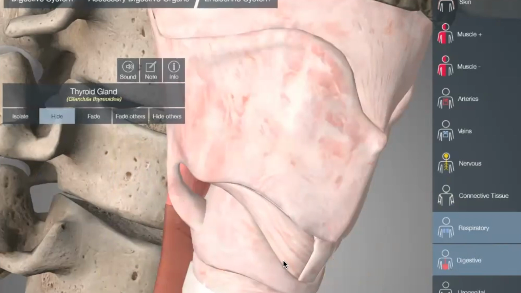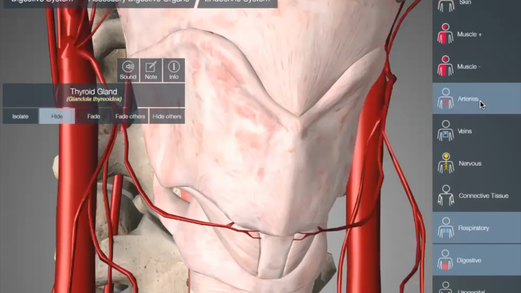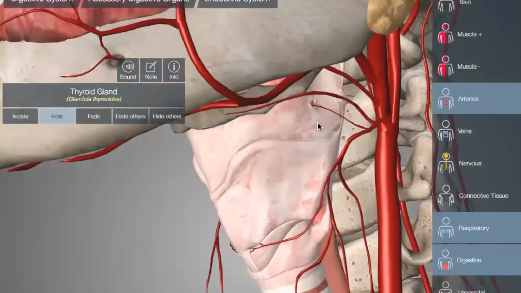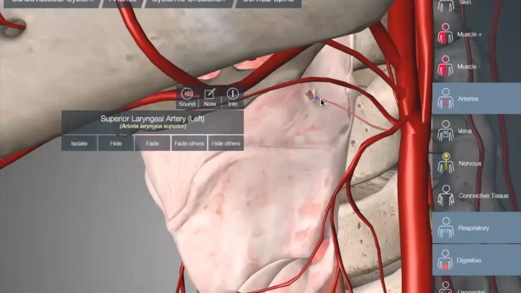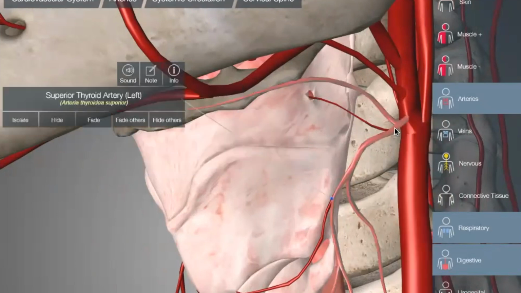So now that we know the structure of the larynx, what supplies the larynx with blood? Two things: the superior laryngeal artery and the inferior laryngeal artery. So where do we see those, and what vessel does the superior laryngeal artery come off of? This is the superior laryngeal. The superior laryngeal artery is a branch of the superior thyroid artery.